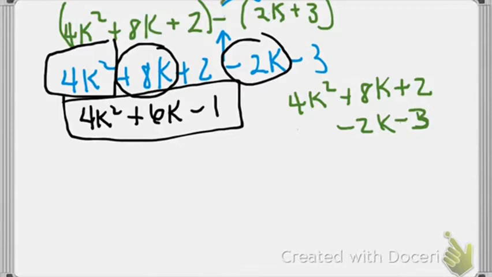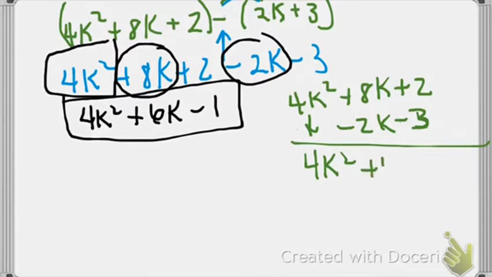And see, what we're doing is we're distributing. We're taking that negative and it changes everything to its opposite. So now I bring down my 4k. 8k plus 2 minus 2k is 6k. And 2 minus 3 is a negative 1.